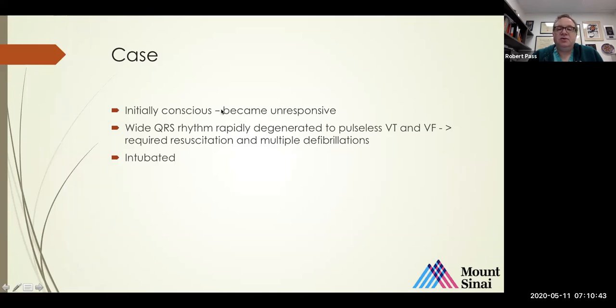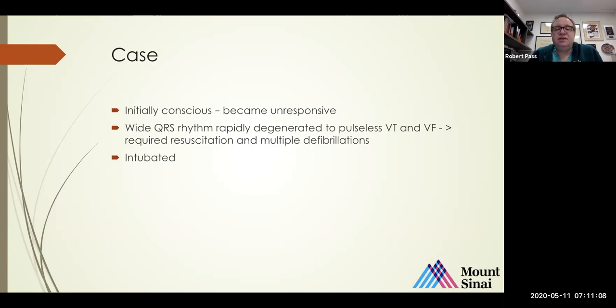The patient initially, according to the report, was conscious but became unresponsive. And rapidly, this wide QRS rhythm degenerated to pulseless VT and VF, requiring resuscitation and multiple defibrillations, and the patient was intubated. One thing I wanted to mention is when you're starting a patient on flecainide, particularly in the hospital, it's useful to check telemetry frequently.